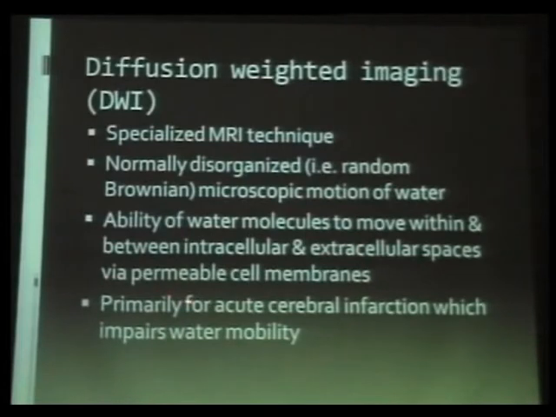And so when you have an acute cerebral infarction, you'll get cytotoxic edema. Cytotoxic edema means the cell dies. When the cell dies, it swells up. When it swells up, the water can't diffuse properly. When the water can't diffuse properly, it gets restricted diffusion that shows up as bright signal on DWI.